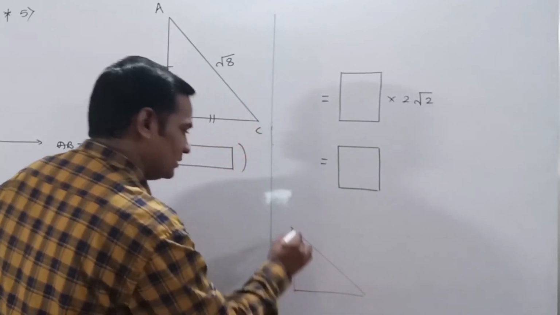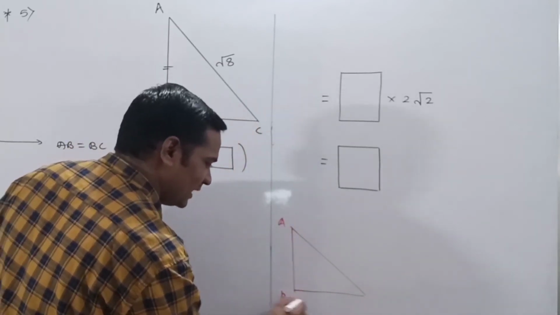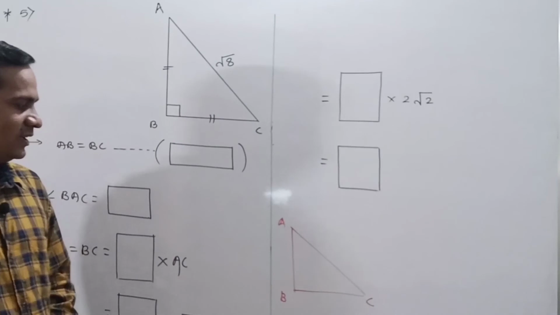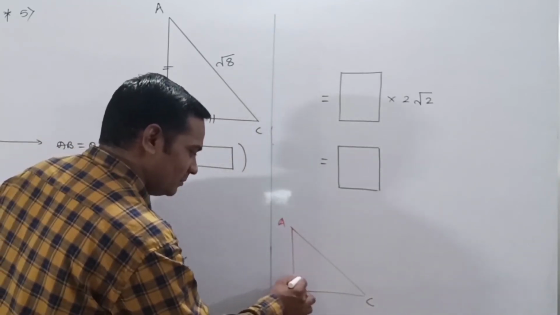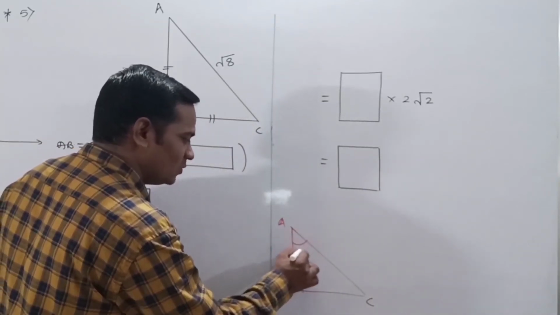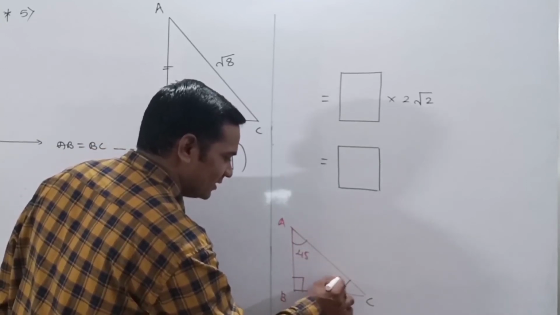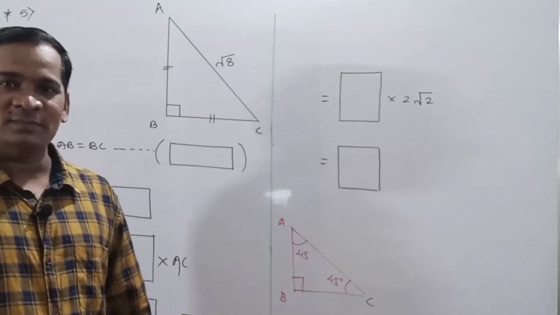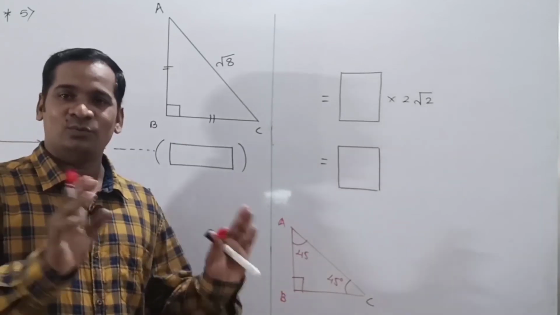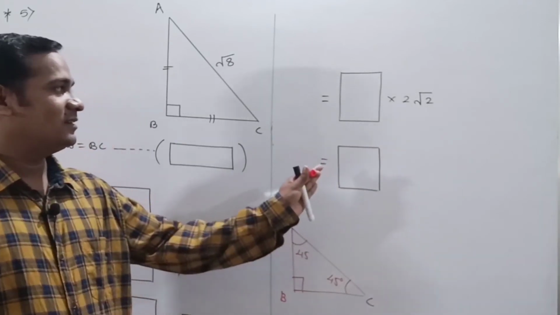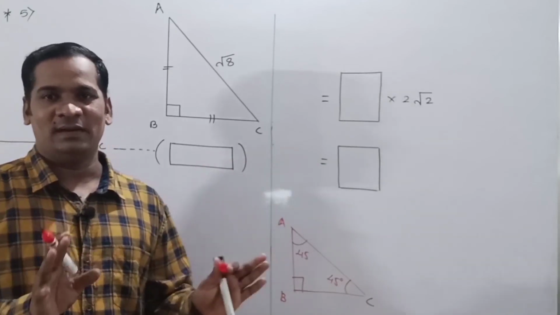Okay, this is triangle ABC, the same triangle we will use here. In this triangle, suppose angle B is equal to 90 degrees, angle A is equal to 45 degrees, and this is also 45 degrees. As we discussed n number of times, we must know how to find the answer. Then we can complete that activity.